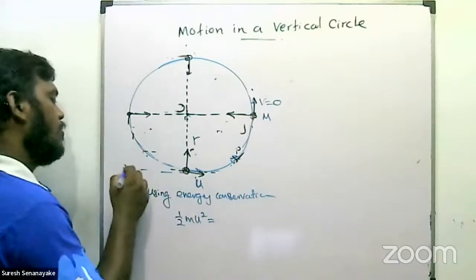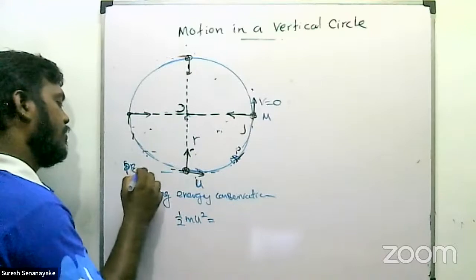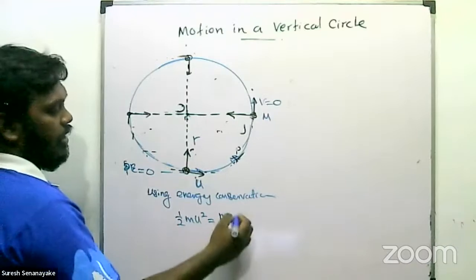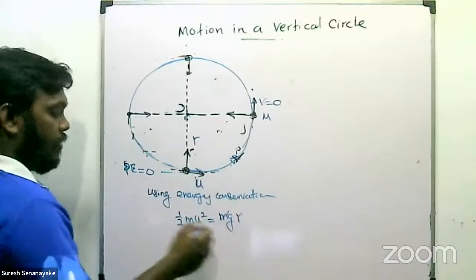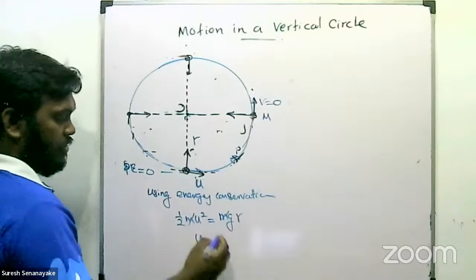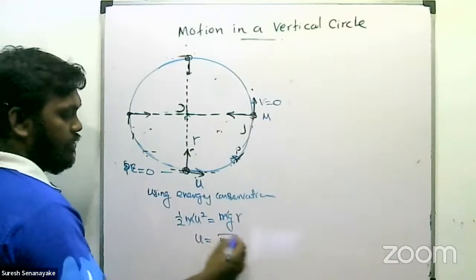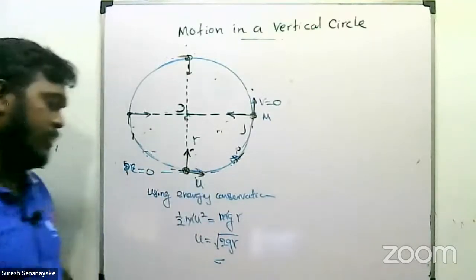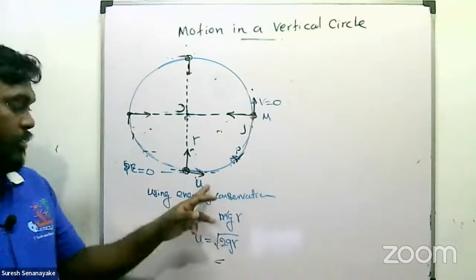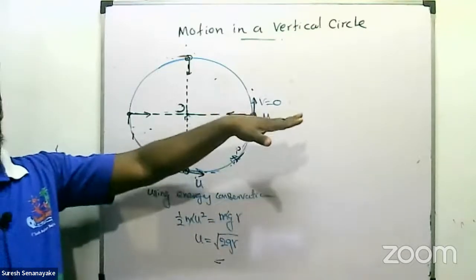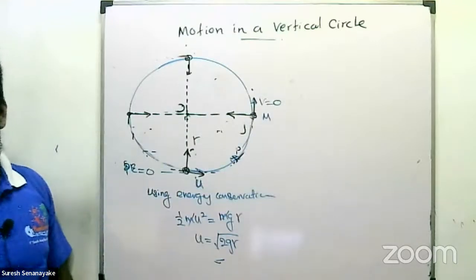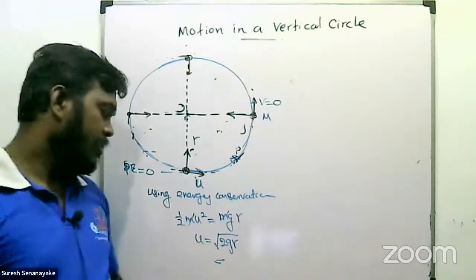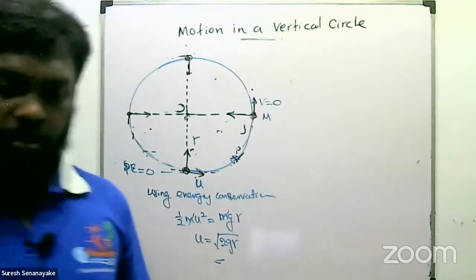Potential energy is 0 at this position. And then at this point it is mgh, where h is r, the radius. So then m cancels. You can write the minimum velocity u should be equal to square root of 2gr. So that means if you give the velocity square root of 2gr, the object will reach this point and then stop and come back. So that's the condition. This much velocity should be given to reach the point M.